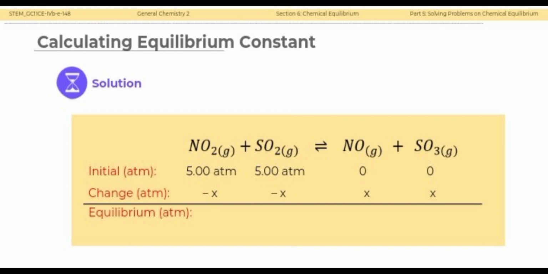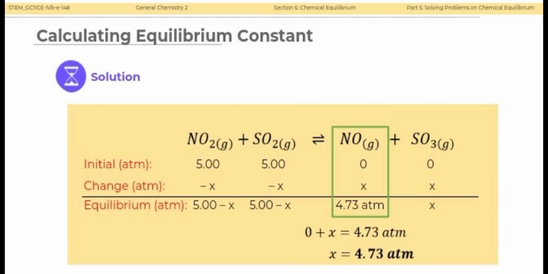If we let X be the concentration of nitrogen dioxide consumed, X will also be the concentration of sulfur dioxide consumed and the concentrations of nitric oxide and sulfur trioxide produced. Again, the negative sign in the change in partial pressures denotes consumption, while the positive sign denotes formation. The equilibrium partial pressure is the sum of the initial partial pressure and the change in partial pressure. For nitrogen dioxide, the equilibrium partial pressure is 5.00 atmosphere minus X. The same goes for sulfur dioxide.